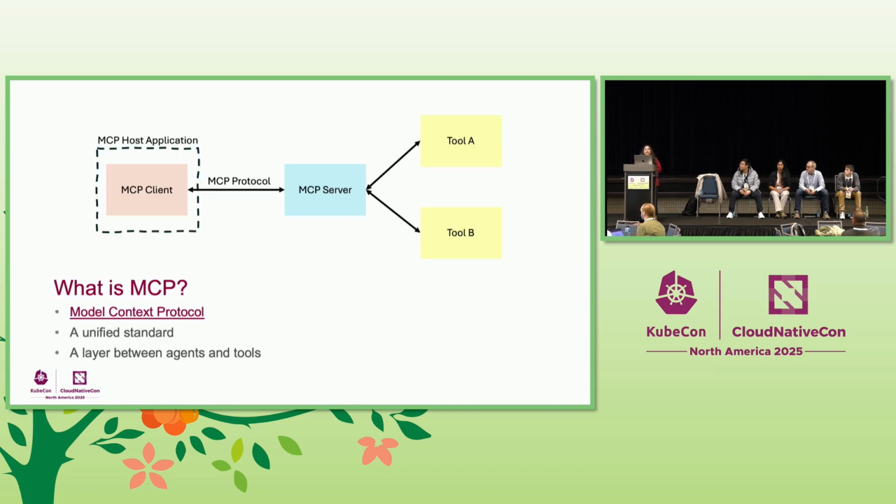Now, we talked about agents. What about tools? What are tools? So tools are defined as functions or APIs that the agent can call in order to perform deterministic tasks.